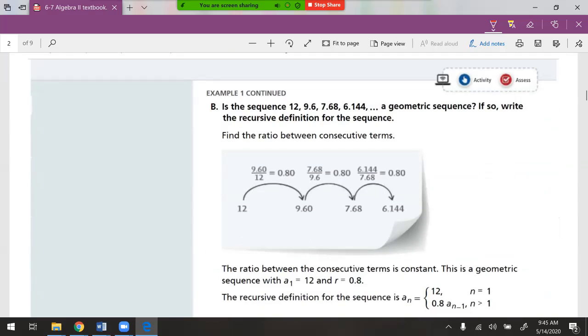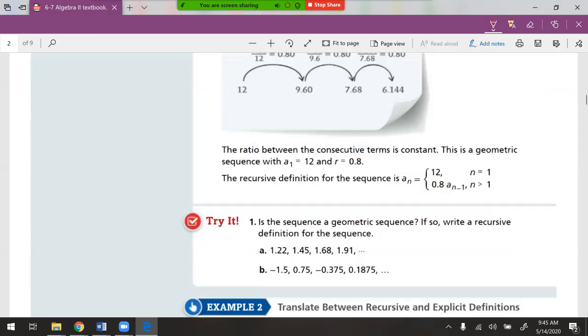So for this one here, is this sequence geometric? Well, we have to see if we're multiplying by the same number, right? So this divided by this, 0.8. This divided by this, 0.8. This divided by this, 0.8. It is, so we're good. So the number's 0.8. First number 12, and we're done. So there we go.